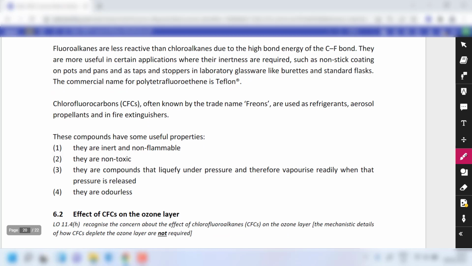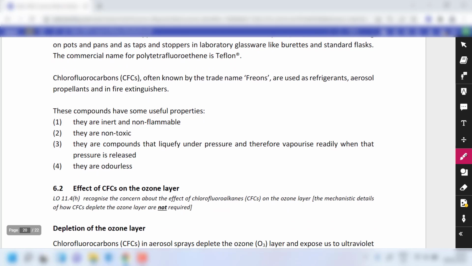Okay, and then for CFCs, it has been used in the past as refrigerant, coolants, etc. Nowadays less, maybe more in fire extinguishers. So they have some useful properties. Inert, non-flammable. I think we talked about it earlier on. C-halogen bond very strong.